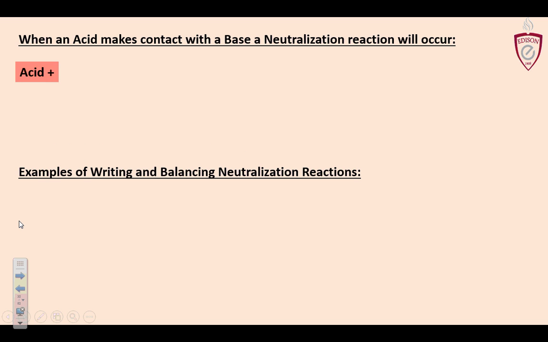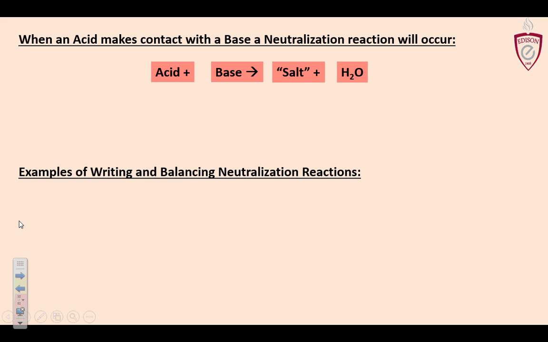So when an acid makes contact with a base, a neutralization reaction will occur. We always make a salt and H2O. I put quotes around the salt because that's a generic word for any ionic solid. And of course the pH will go to 7, which is neutral. So let's do an example: a hydronium ion concentration of 1.0 times 10 to the negative 7 moles per liter. Write that in the margin if you got it.